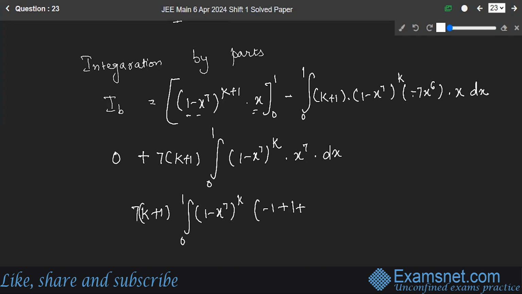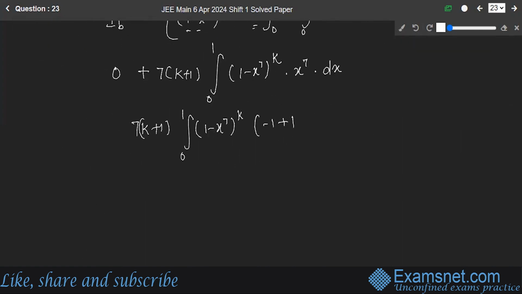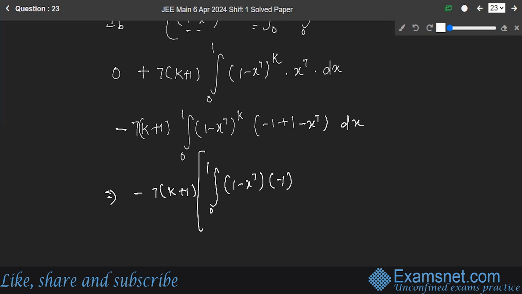I'm subtracting and adding 1, and let's do this thing also. So minus x raised to power 7. Let's introduce a minus over here also. dx. So this is minus 7 (k plus 1) integral 0 to 1, 1 minus x raised to power 7k into this minus 1. And here will be plus 0 to 1, 1 minus x raised to power 7k into this. So this will give me k plus 1. Hope you understood what I have done.